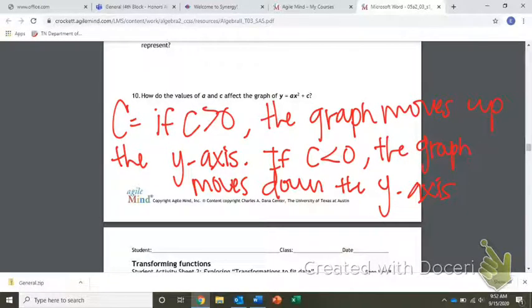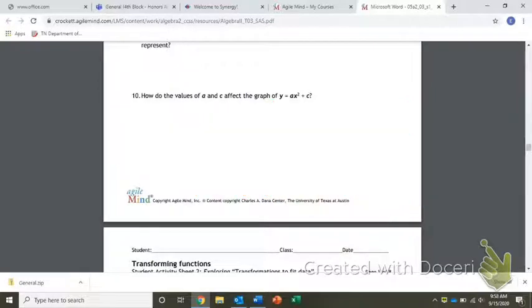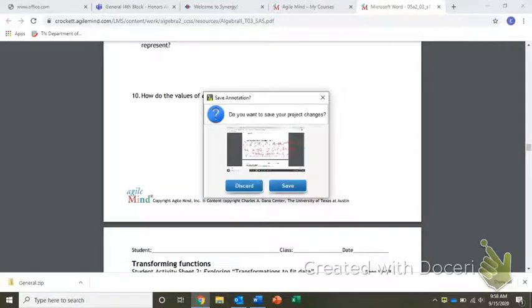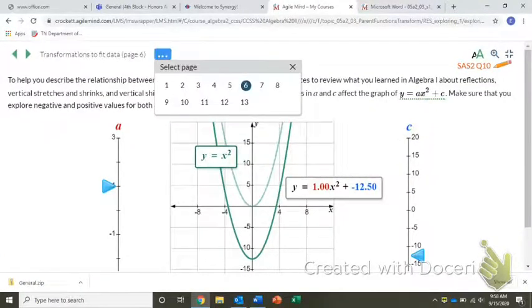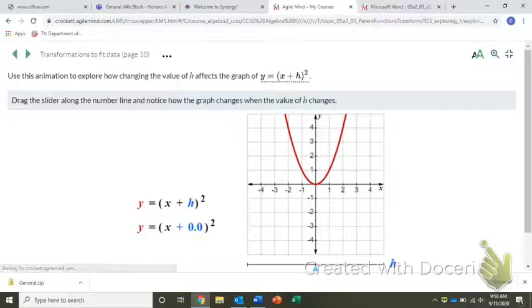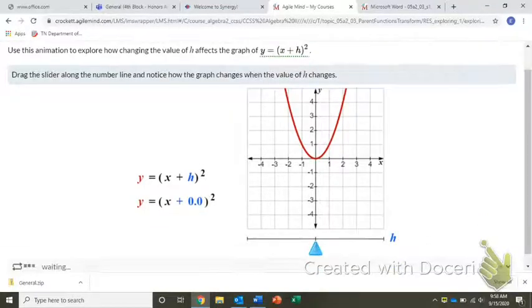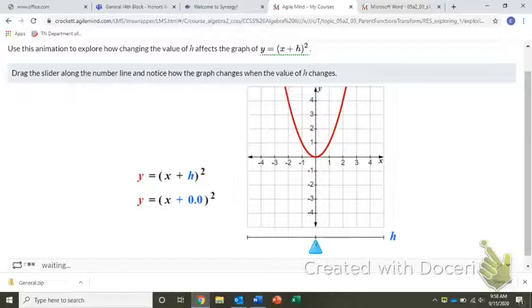All right, let's see. I want you to flip to page 68 in your workbook. And I want you to go to page 10 on Agile Mind. So page 68 in your workbook and page 10 on your Agile Mind. All right, so this is also a little confusing. So, on your computer, I want you to play around with this H.